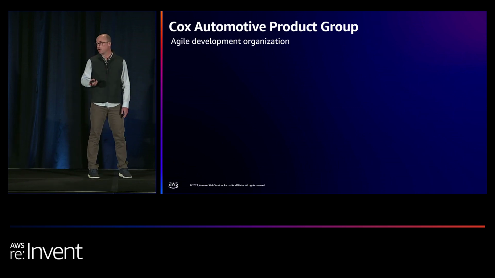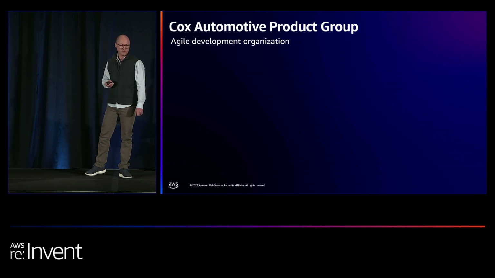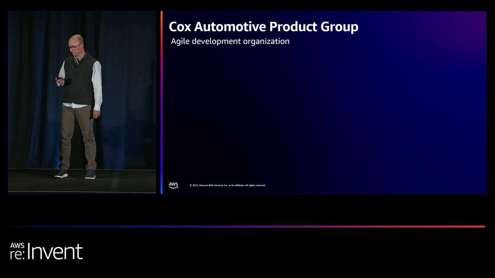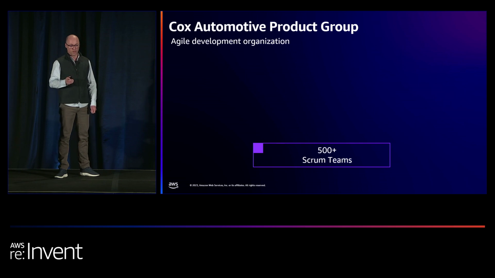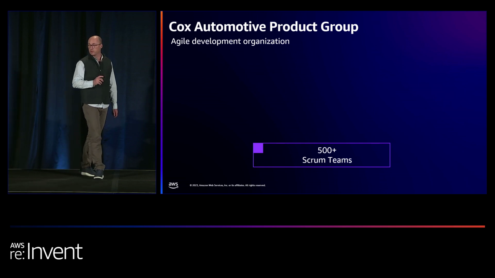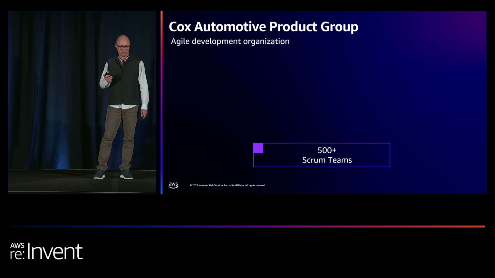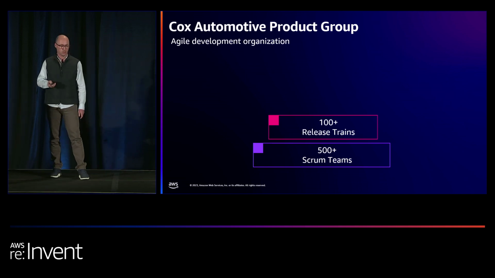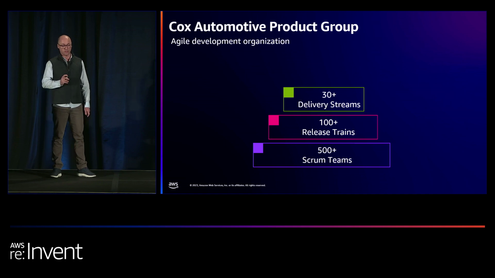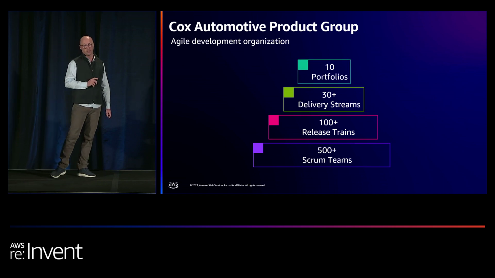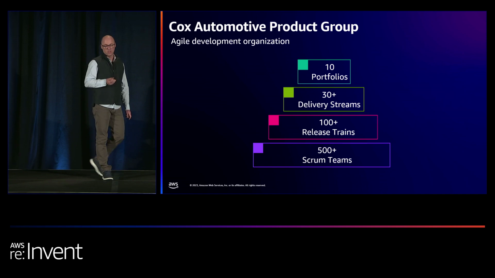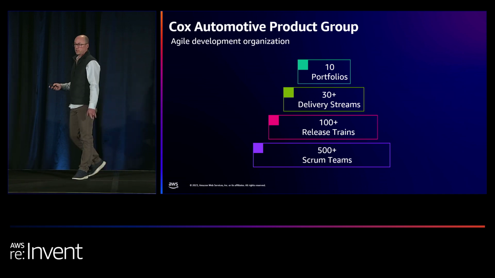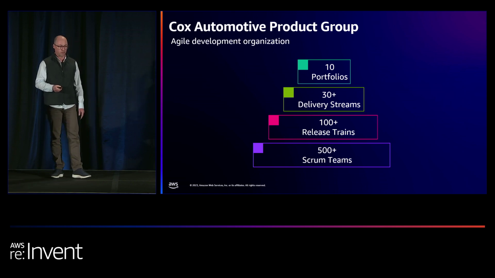We're a software company. Our products are software products, and the name of our agile development organization is the Cox Automotive Product Group. We've got over 500 Scrum teams organized into 100+ release trains that roll up into 30+ delivery streams, and at the top we've got 10 portfolios. And I share all of this just to give a bit of a sense of scale, the breadth and depth of our organization as we start to think about today's topic.